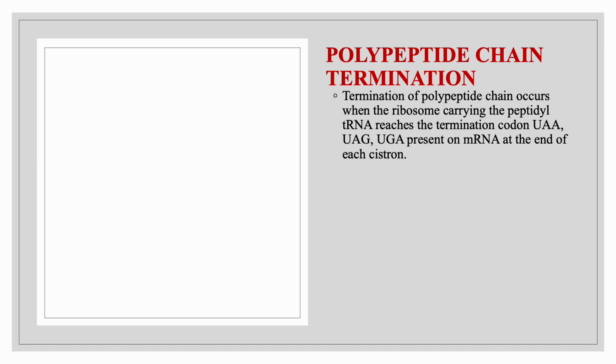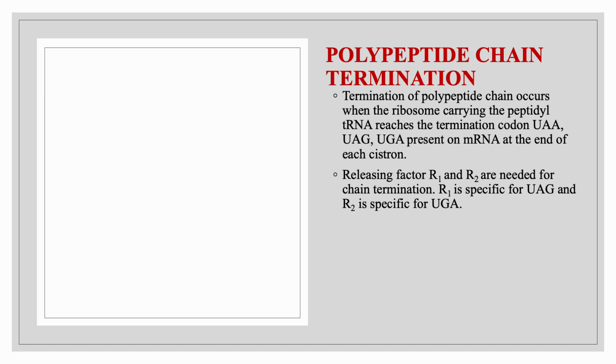Now, once the chain has elongated and the required protein has been synthesized, the chain has to be terminated. So, the termination of the polypeptide chain occurs when the ribosome carrying the peptidyl tRNA reaches the termination codon UAA, UAG and UGA present on mRNA at the end of each cistron. Releasing factors R1 and R2 are needed for chain termination. R1 is specific for UAG and R2 is specific for UGA.